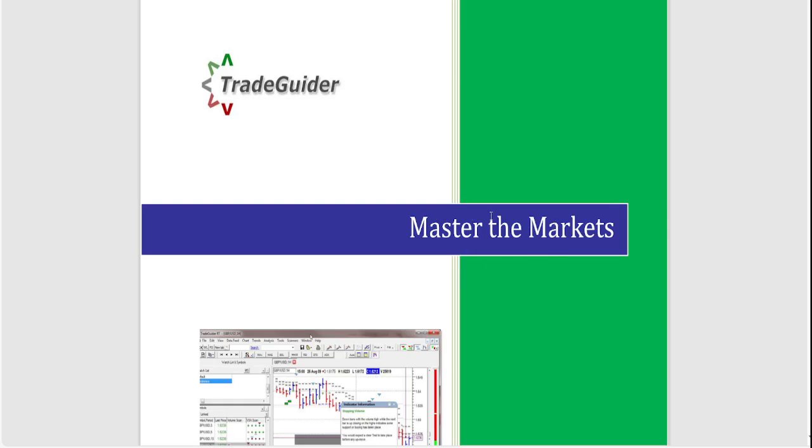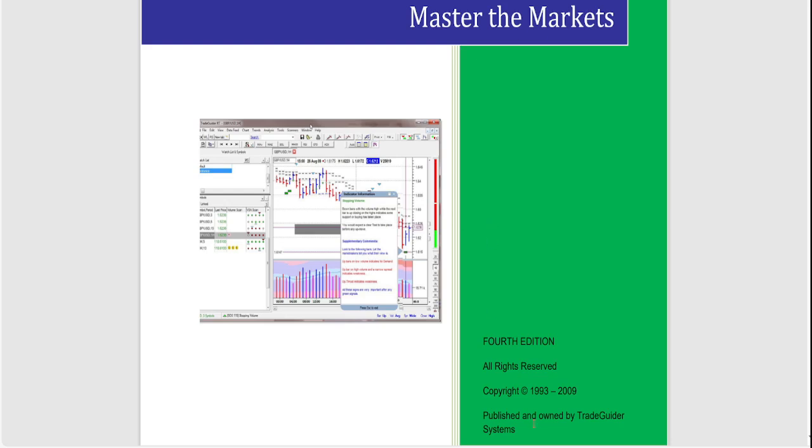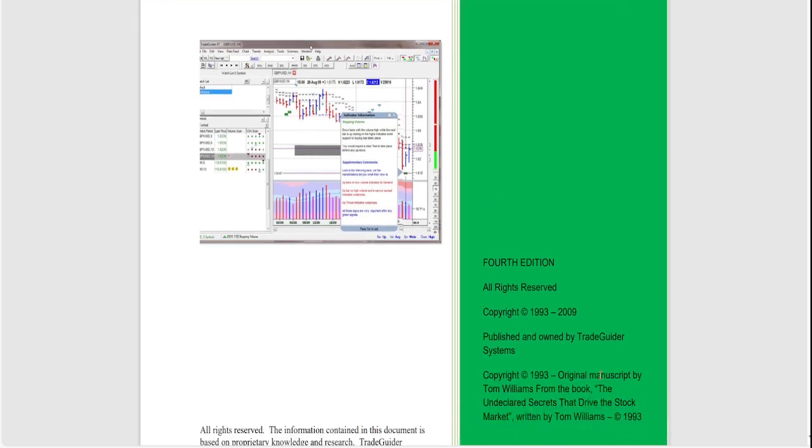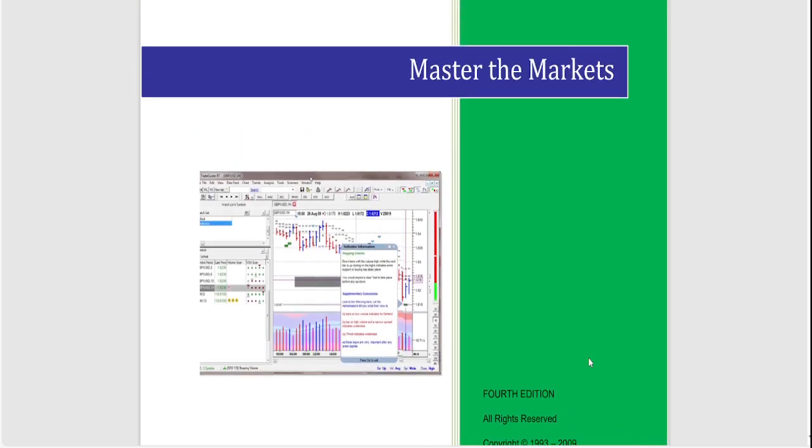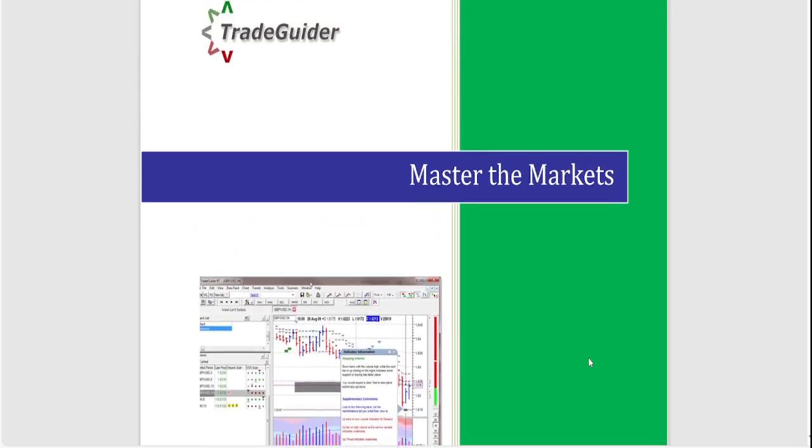book, written by Tom Williams. This book is written by Tom Williams. The process is just go to Google and type Master the Markets PDF, and you will get this book. I will share the link in the description to download this book. You have to read this book in order to start.